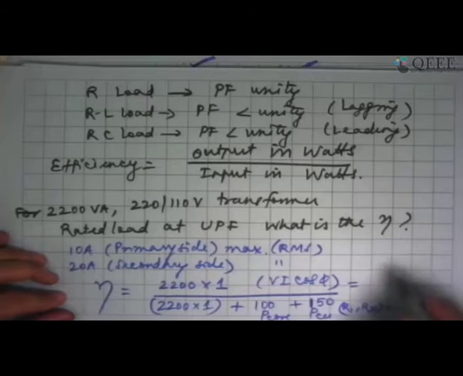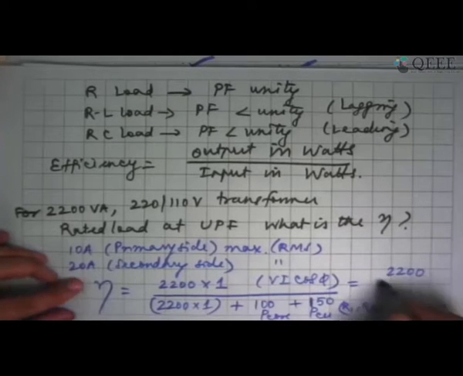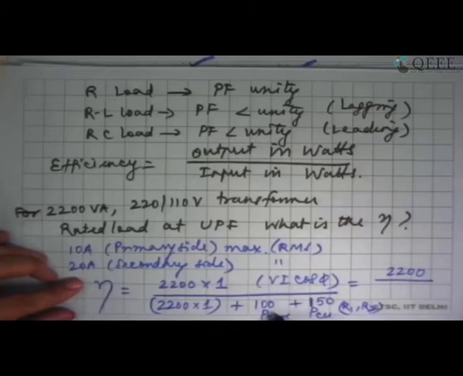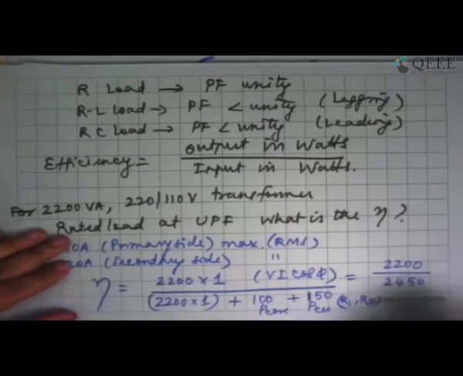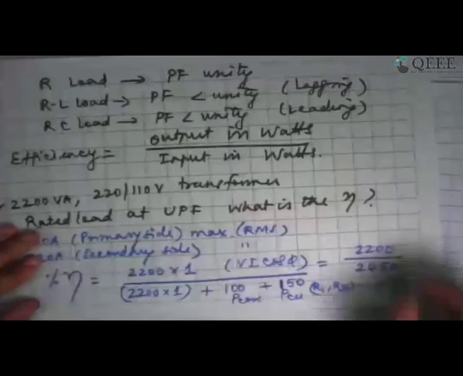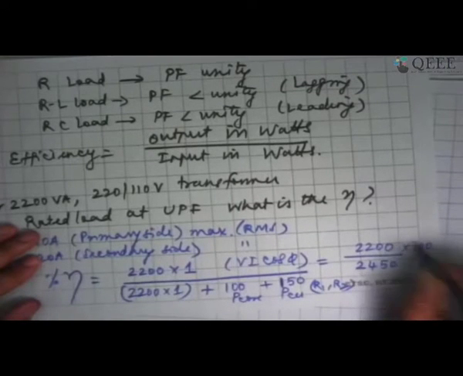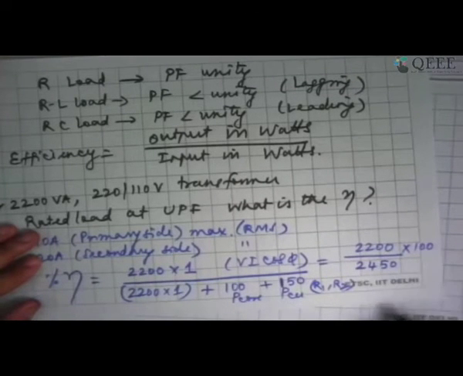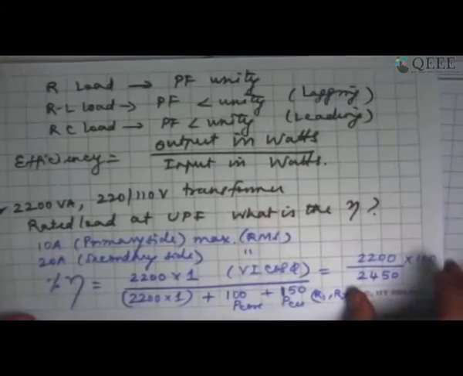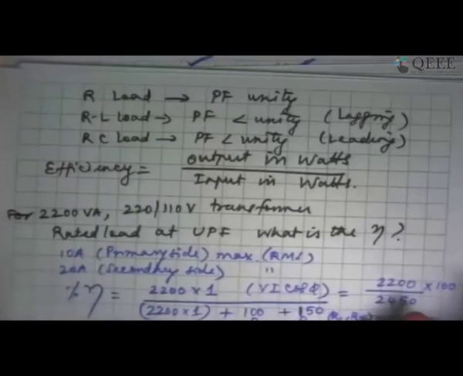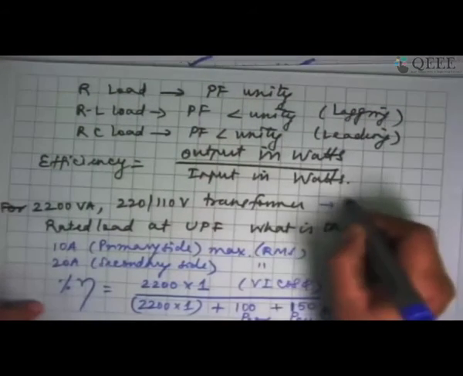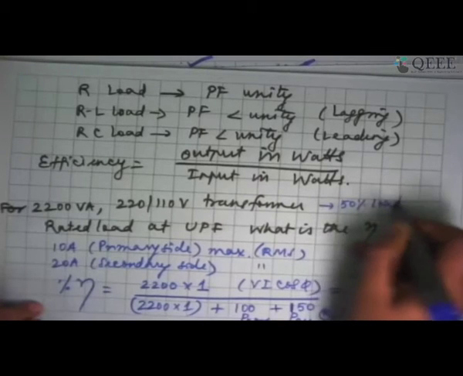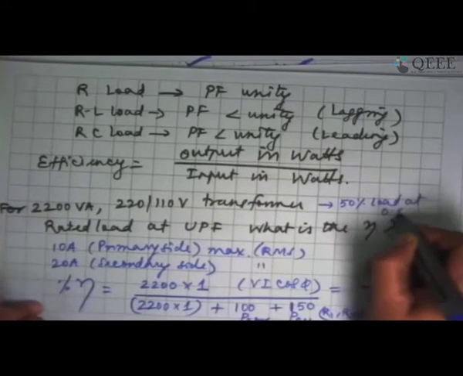So here I can calculate this as 2200 divided by 2200 plus 100 plus 150. So this is 2450. If I want it in terms of percentage, I have to multiply this by 100. So I will get this as a percentage efficiency. So this is how you calculate the efficiency of a transformer. I would request you to calculate the efficiency of the transformer when it is delivering 50% load at 0.8 power factor.